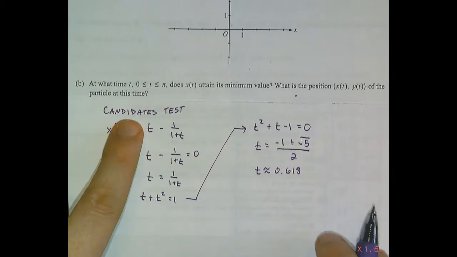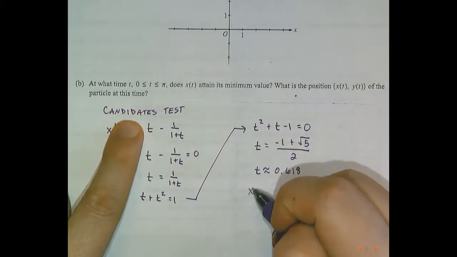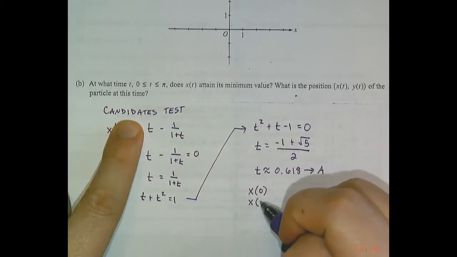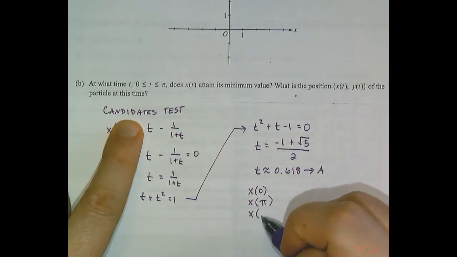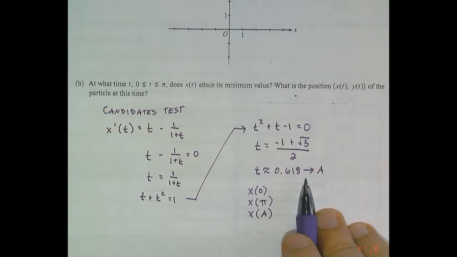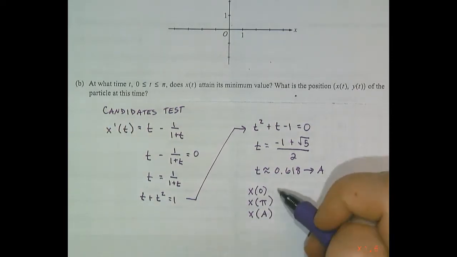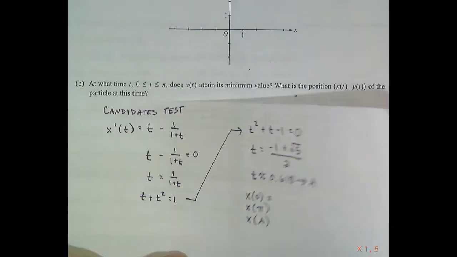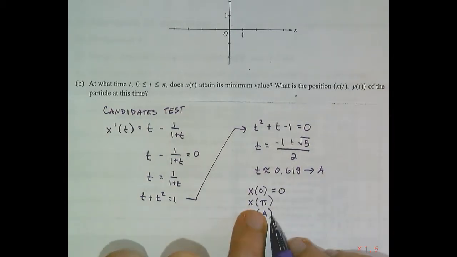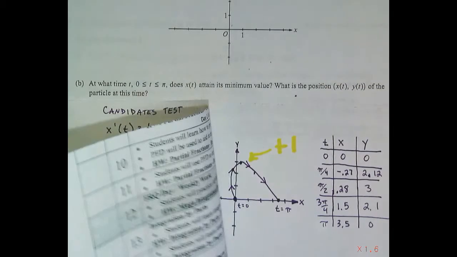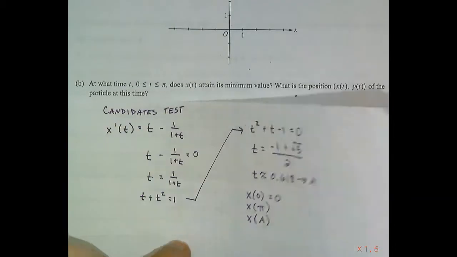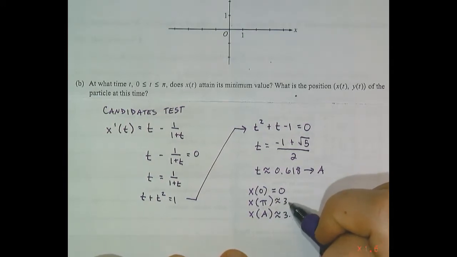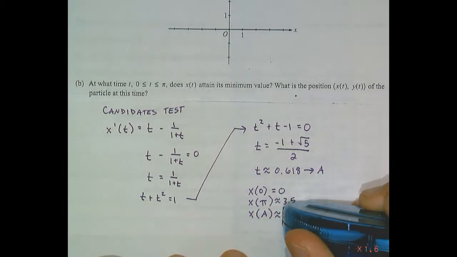So now we're going to run the candidates test. We're going to evaluate x of 0. We're going to evaluate x of pi. And finally, we'll evaluate x of that critical value, which I've stored under the value of a. Now, x of 0, we already did on the table. x of 0 is 0. And x of pi, we also did on the table. x of pi is roughly 3.5. And now we need to evaluate x of a.